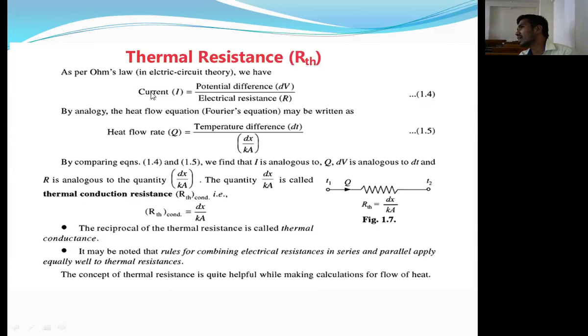Okay, means current is flowing because of the potential difference, and whatever the factor which is at the denominator, that factor opposes the current. Okay, when resistance increases, what happens to the current? It decreases. Okay, in that manner we have written the equation for the heat flow.